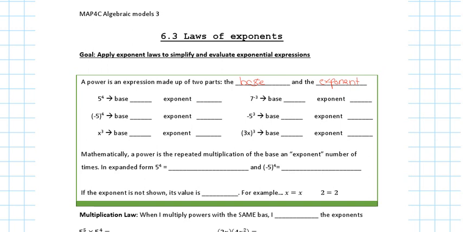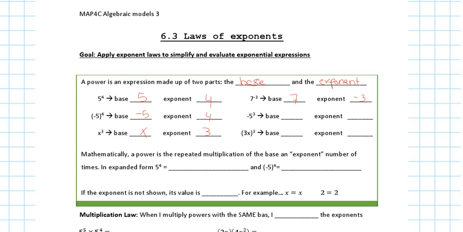If I have, for example, 5 to the power of 4, what is my base? 5. What's my exponent? 4. How about the next one? Bracket negative 5 to the power of 4, what's my base? What's my exponent? -5. Negative 5 is my base, and my exponent is 4. Next. My base is x and my exponent is 3. How about the next one? 7 and -3. And my next one? -5 and 3.